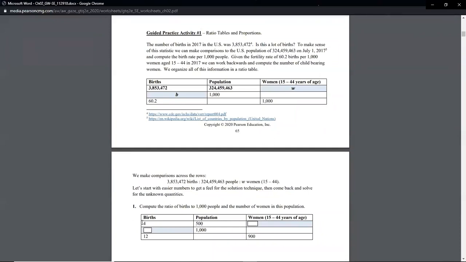If you double the population, what do you expect the births to do? That's the idea of proportionality. If this population doubles from 500 to 1,000, what do you think would happen to the number of births? That'll be a massive spoiler when I answer it.